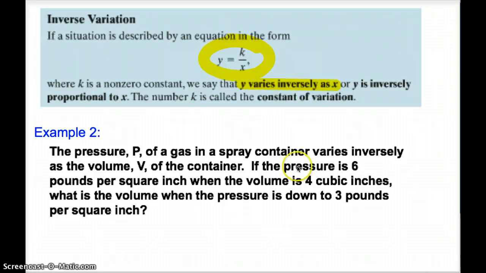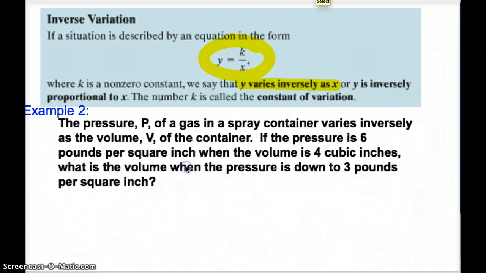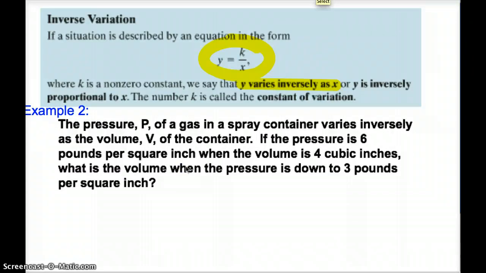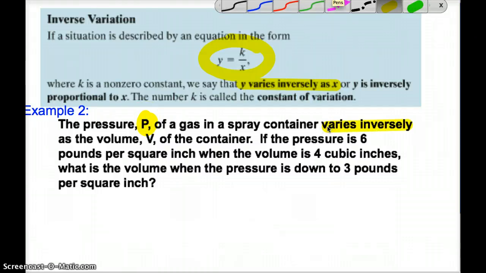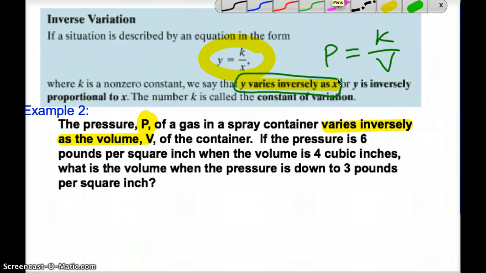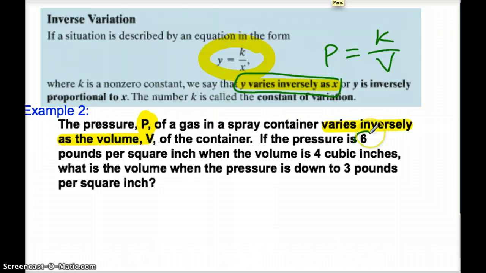So let's take a look at this example here. We have the pressure P of a gas in a spray container varies inversely as the volume V of the container. So the key things here are that P varies inversely as the volume V of the container. So that tells me that P equals K over V. Because it's identical in statement to this statement, where P is Y and V is X. And K is something I don't know, and that's what I'm going to find from this one piece of information. I see that the pressure is 6 when the volume is 4. And then they want me to find what happens when the pressure is down to 3.